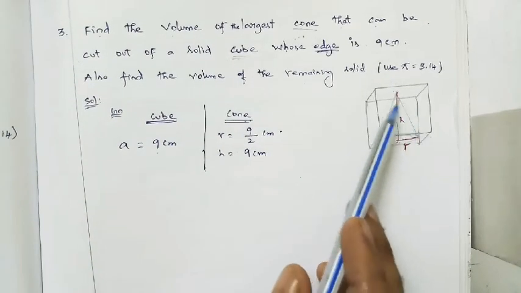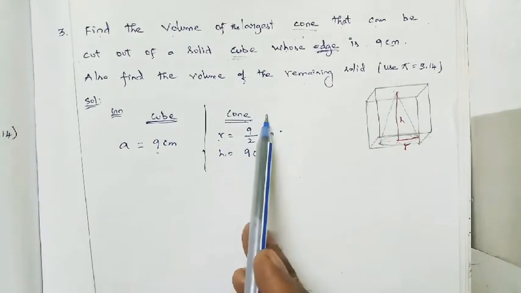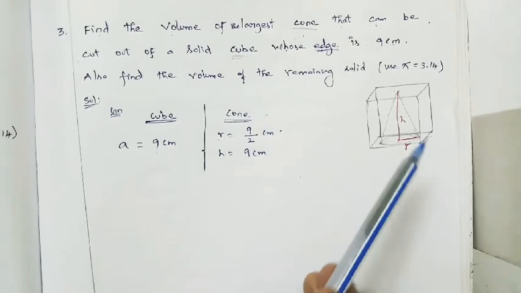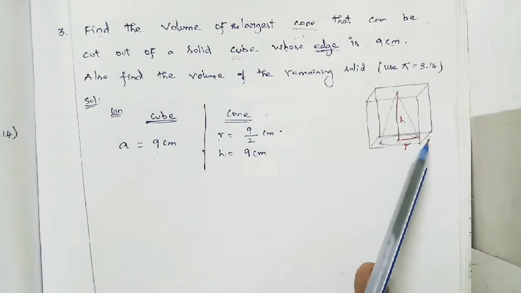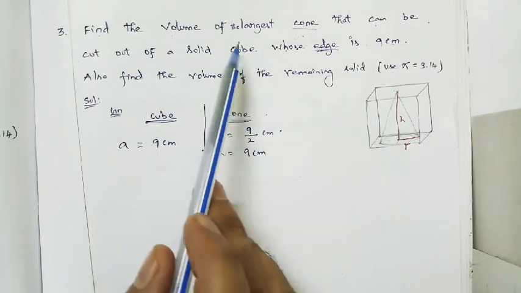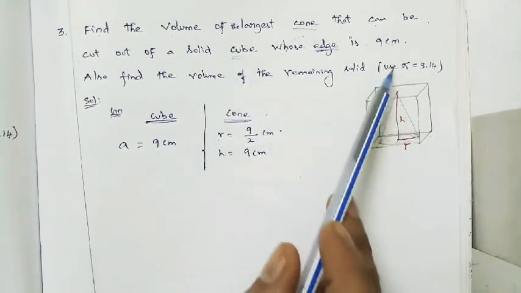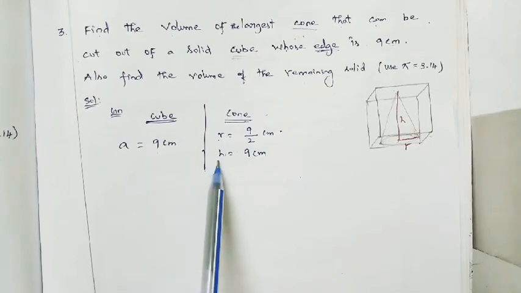They didn't give the value of the radius or height of the cone, but you have to understand that when you are cutting the largest cone out of the cube, the height of the cone and the height of the cube will both be the same.